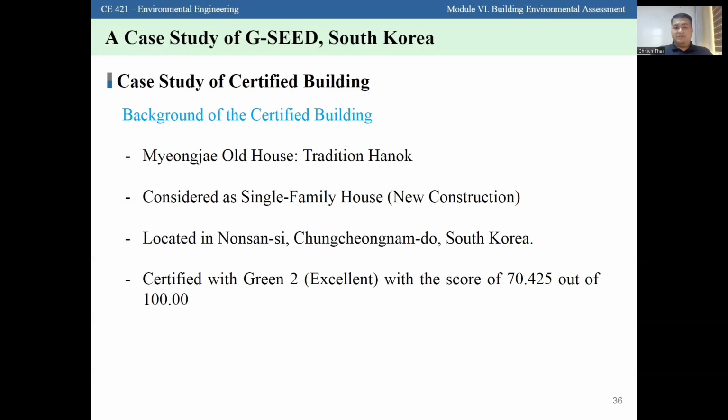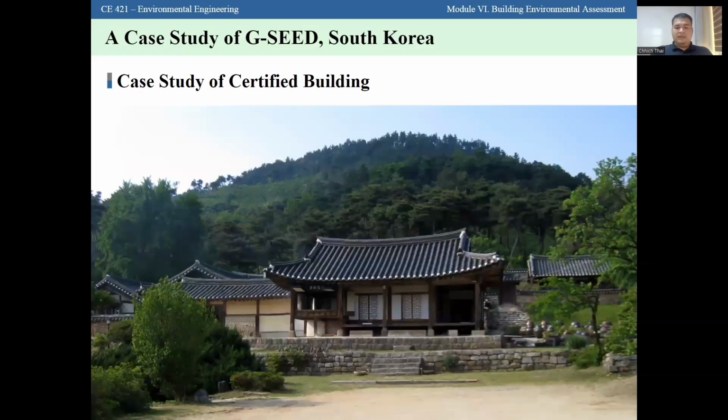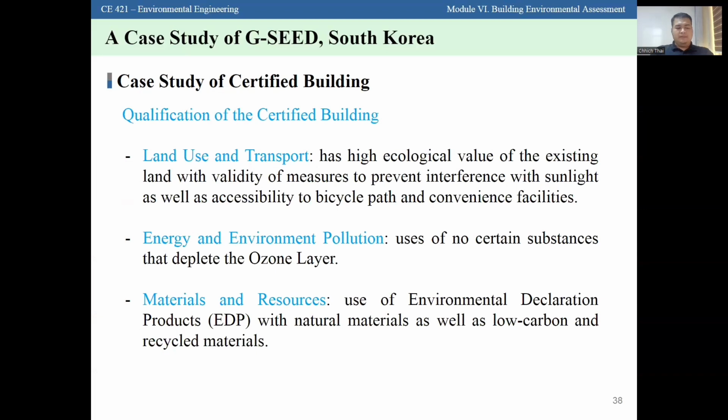with a score of 70.425 out of 100. So this is the certified building certified by GC. It's the Hanok, and so this is why this building gets the certification. In order to know that, we must look at the qualification of this certified building, and I will explain in detail each assessment criterion, the first one being land use and transport.